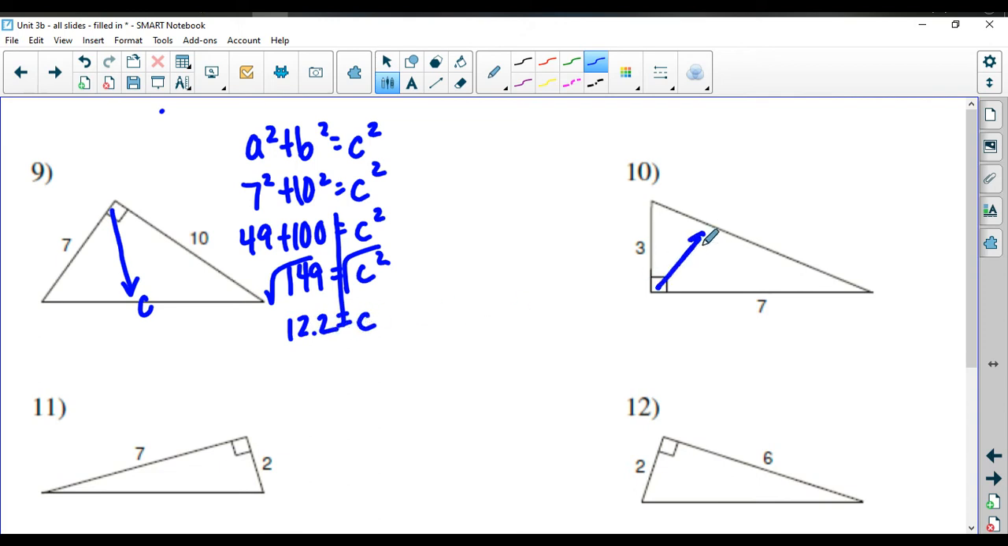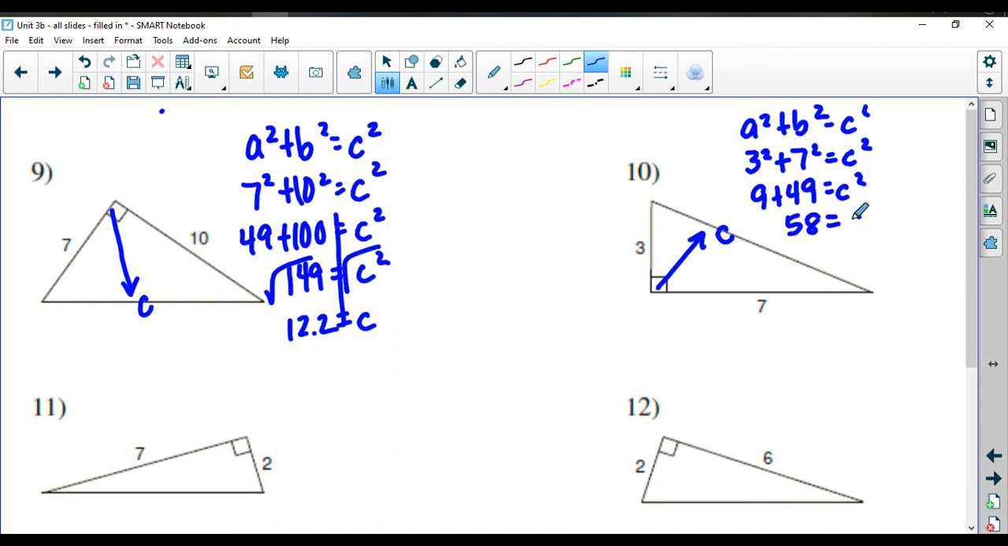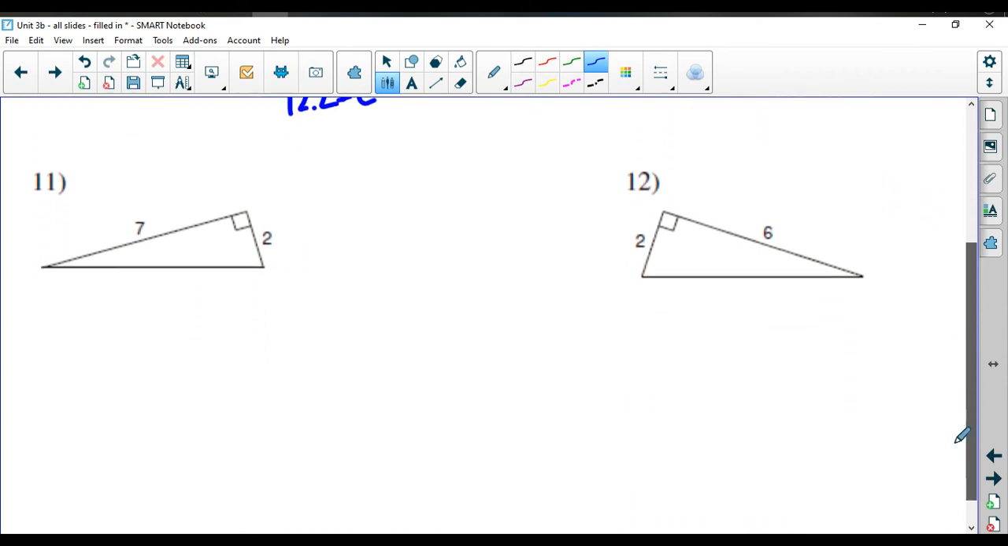Question 10, right angle across, here's C. So I am doing a squared plus b squared equals c squared. So 3 squared plus 7 squared equals c squared. 9 plus 49 equals c squared. 58 equals c squared. Take the square root on both sides. Square root of 58 rounded to the nearest tenth is 7.6 is equal to C.